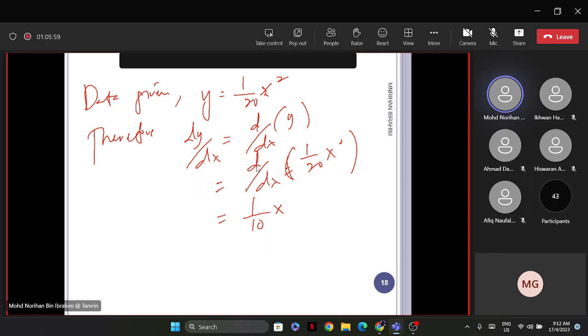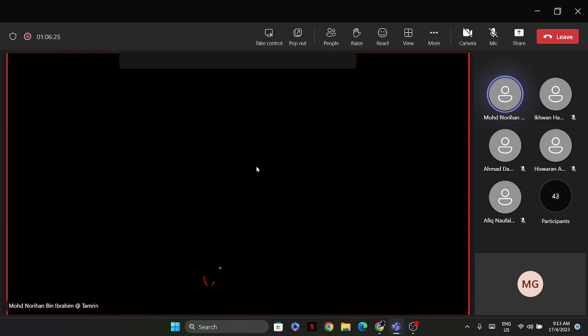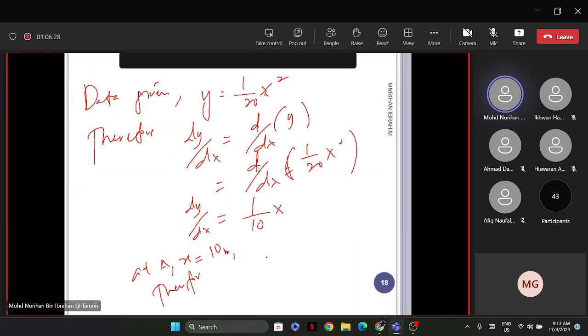So this is dy over dx. At x equal to 10 meter, therefore dy over dx is equal to 1 over 10 multiplied with 10, which is equal to 1. So dy over dx is equal to 1.